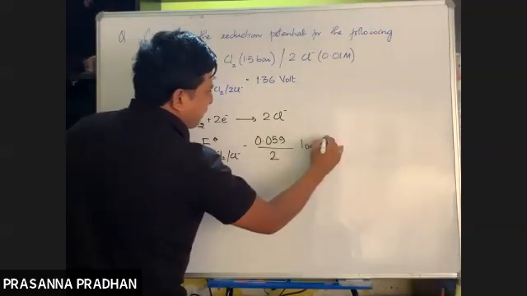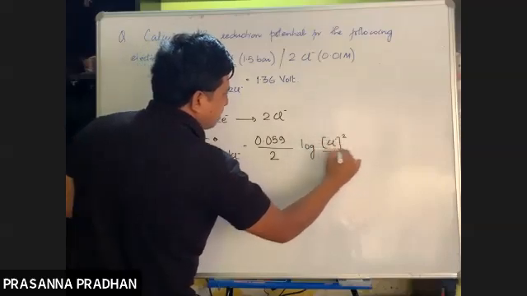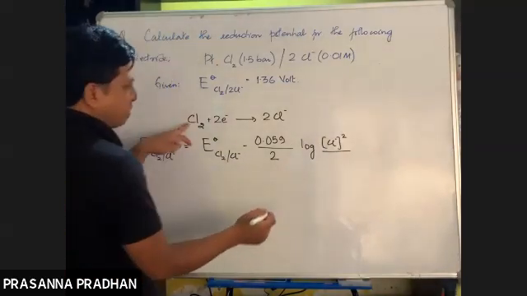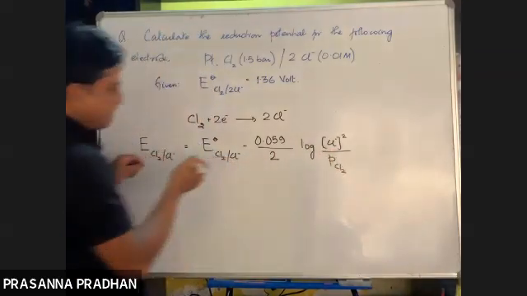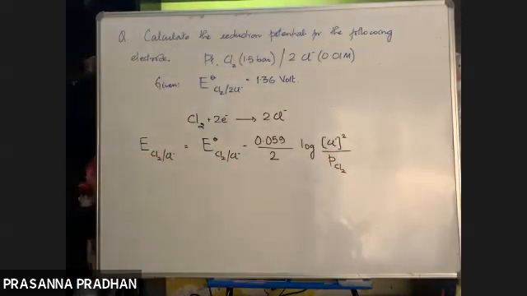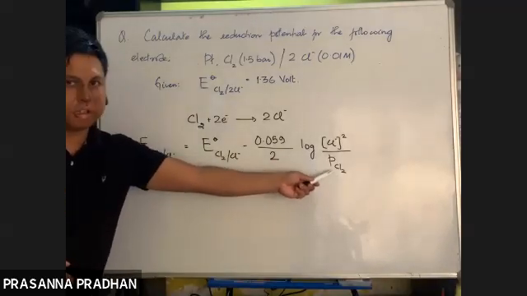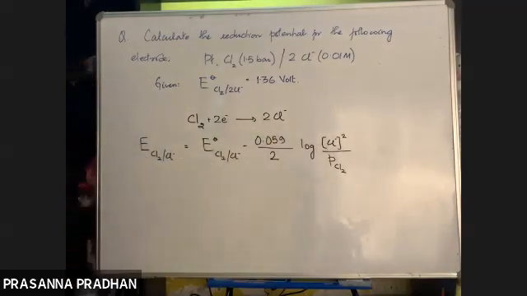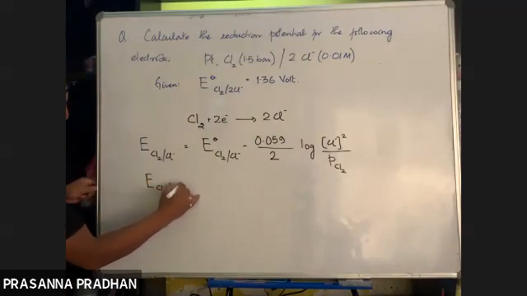Concentration of product, we have chloride ion to the power 2, divided by, we have chlorine gas, so it will be the partial pressure of chlorine gas. Since chlorine is a gas, divided by not concentration but partial pressure of chlorine gas. The coefficient is going to be raised as the power. So E of Cl2/Cl negative.